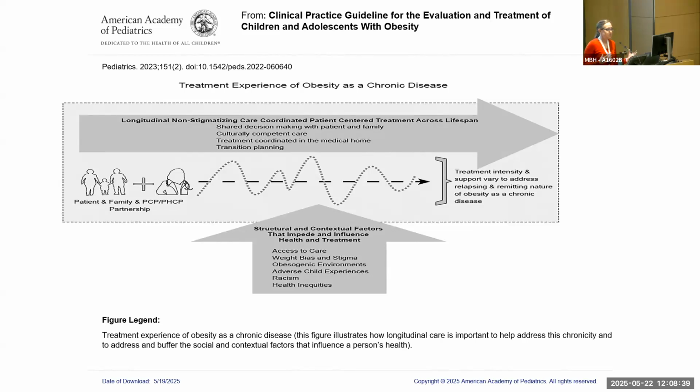This was interesting to me also because of the way it was presented. If you can see right here at the bottom of the arrow, it describes obesity as a remitting and relapsing type of disease, which isn't always how we think of obesity, but as we might think of something like substance use disorder, for example.